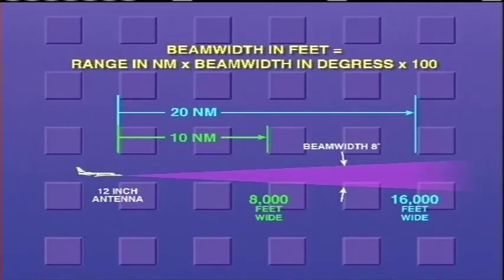As an example, if the range is 10 nautical miles and the beam width is 8 degrees, the beam is 8,000 feet wide. Beam width in feet equals 10 times 8 times 100, which equals 8,000 feet wide. At 20 miles, it's 16,000 feet wide. While this is good background information, proper use of a weather radar requires no calculations at all.